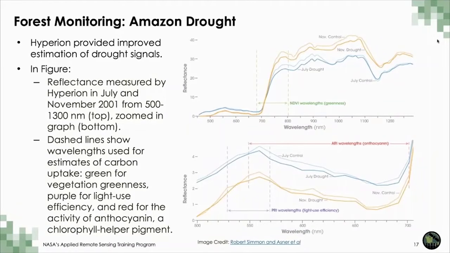The forest reflected very little visible light, that from about 450 to 700 nanometers, because that's the type of light that plants generally absorb for photosynthesis. The lower graph shows the visible reflectance in greater detail. Dashed lines show wavelengths used for satellite-based estimates of carbon uptake: green for vegetation greenness, purple for light use efficiency, and red for the activity of anthocyanin, that chlorophyll helper pigment.